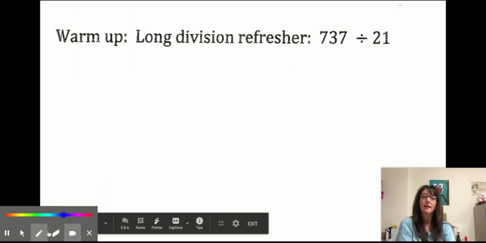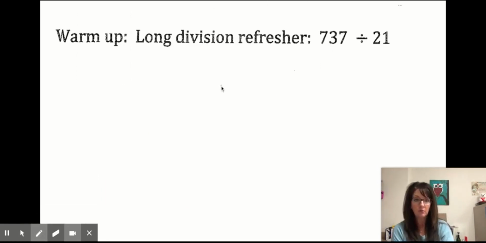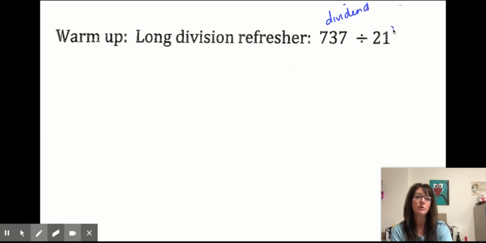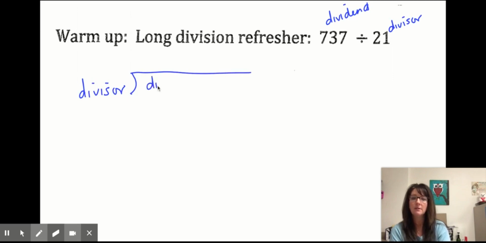All right, now we need to do a long division refresher with this algorithm, right? We have to know the parts of a division sign. The first number is your dividend. This number is your divisor. If you're writing it as long division, the divisor is on the outside. Your dividend goes under this little house, or whatever you used to call it when you were back in 3rd, 4th, 5th grade. The answer you get is a quotient.